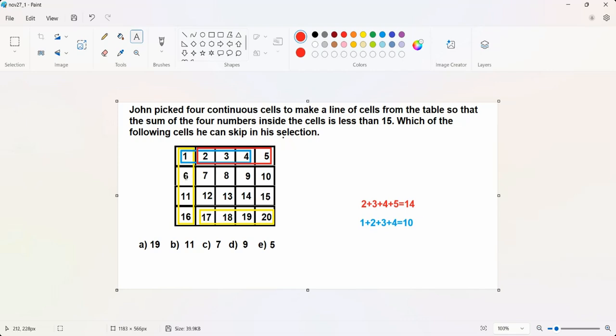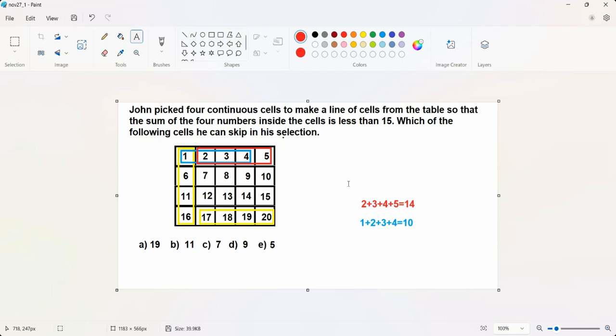Can we take something else that is less than 15? Let's see. 1 plus 6 is 7, plus 11 is 18. So this cannot be taken. 2 plus 7 is 9, plus 12 is 21. So this cannot be taken as well. So all these values are higher than 15. So the only two options are either the first four or the 2, 3, 4, 5, that line.